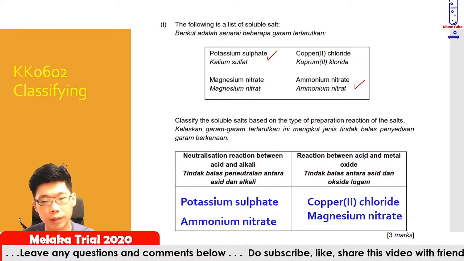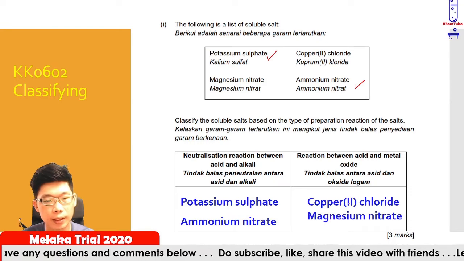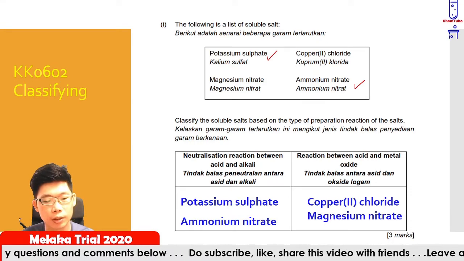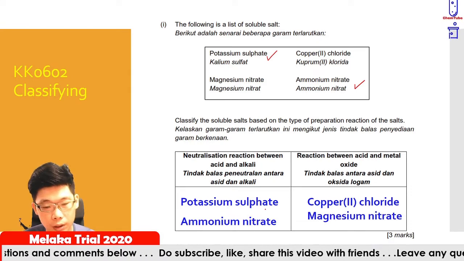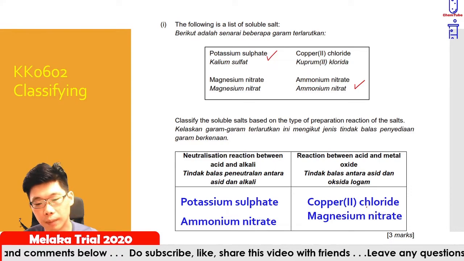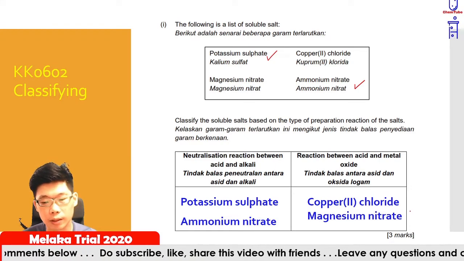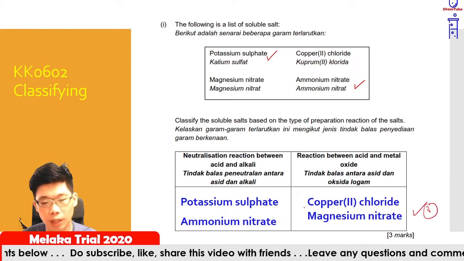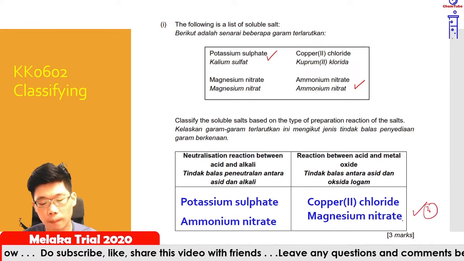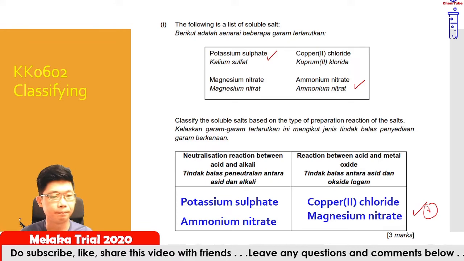Then, reacting acid with a metal oxide. Besides these three, sodium, potassium, and ammonium salts, we have calcium chloride and then magnesium chloride. So that is score 3. If totally reversed, it will be score 1. Okay.